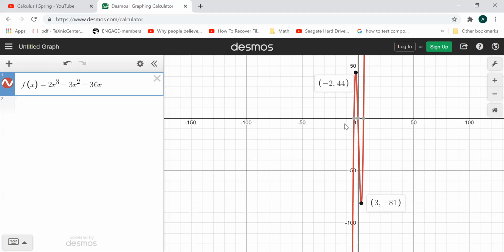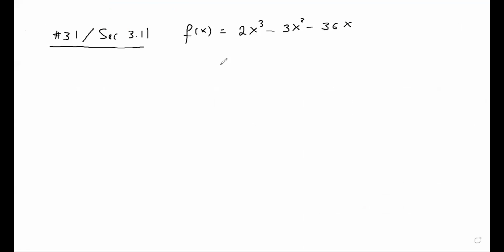It could go as far as you want up high and as far as you want down low. But it has some points of local behavior. Locally, this one is the highest, and this one is the lowest in a small neighborhood. So that's what we are going to do. We are going to calculate the derivative and see that those are critical numbers.